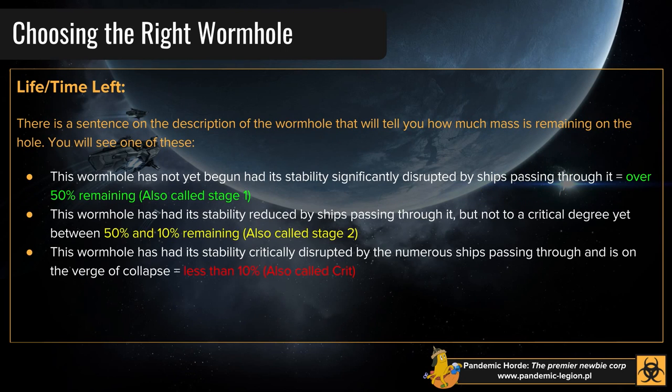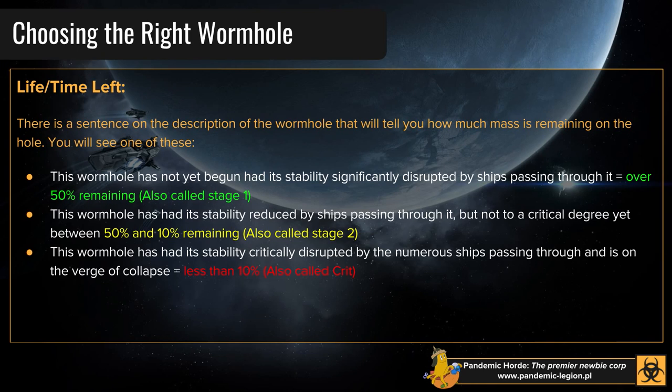So the final piece of information that you can gather besides the hole type is how much mass is left on it. There are three different designations. One is over 50%, one is between 10 and 50%, and one is less than 10%. That is, has not yet had its stability affected, has had its stability reduced, and then has had its stability critical. So if you ever get to a hole that's critical, that's no good.